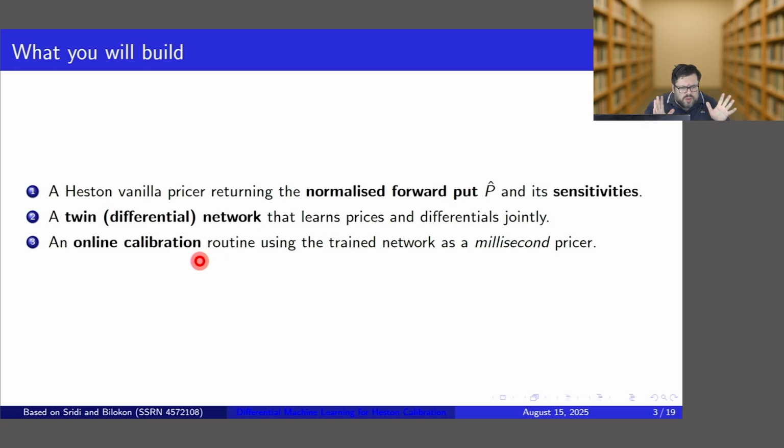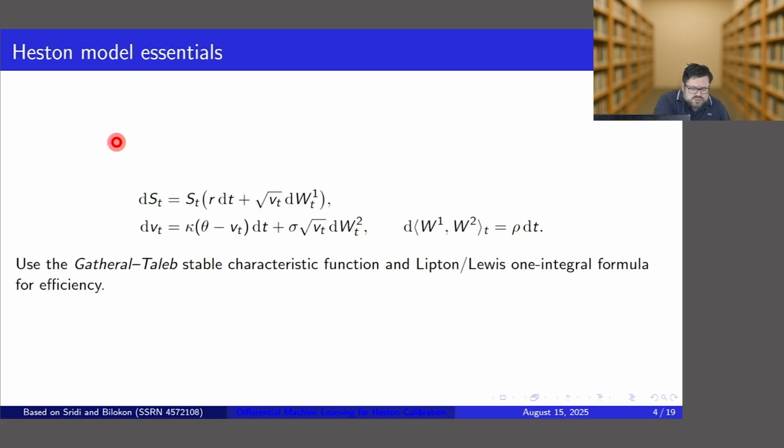So before we go further, why gradients? Well, because calibration is an optimization problem, and good gradients are the difference between a smooth objective and a noisy, unpredictable one. So let's recall the Heston model. Let's look at these equations briefly to set the notation. The spot follows this process, and then there is also the variance process, and there is a correlation between dW1 and dW2. That's the correlation.